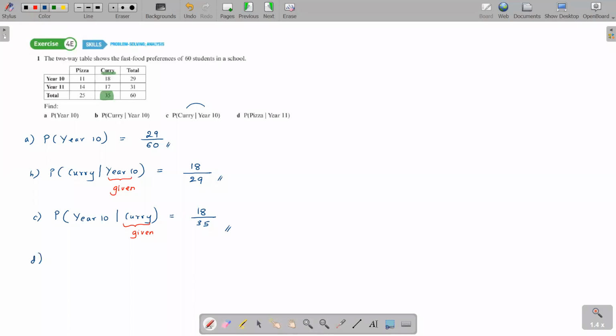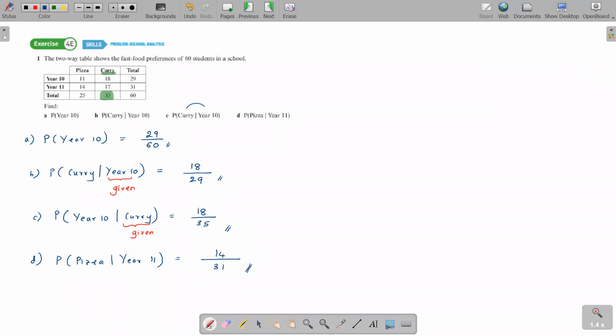All right, so part D, I'll do it now. Probability of pizza given year 11. So year 11 is the one that's given to you. In year 11, the total is 31. Out of this 31, 14 prefer pizza, 17 prefer curry. So we are supposed to get the probability of pizza, that's 14.